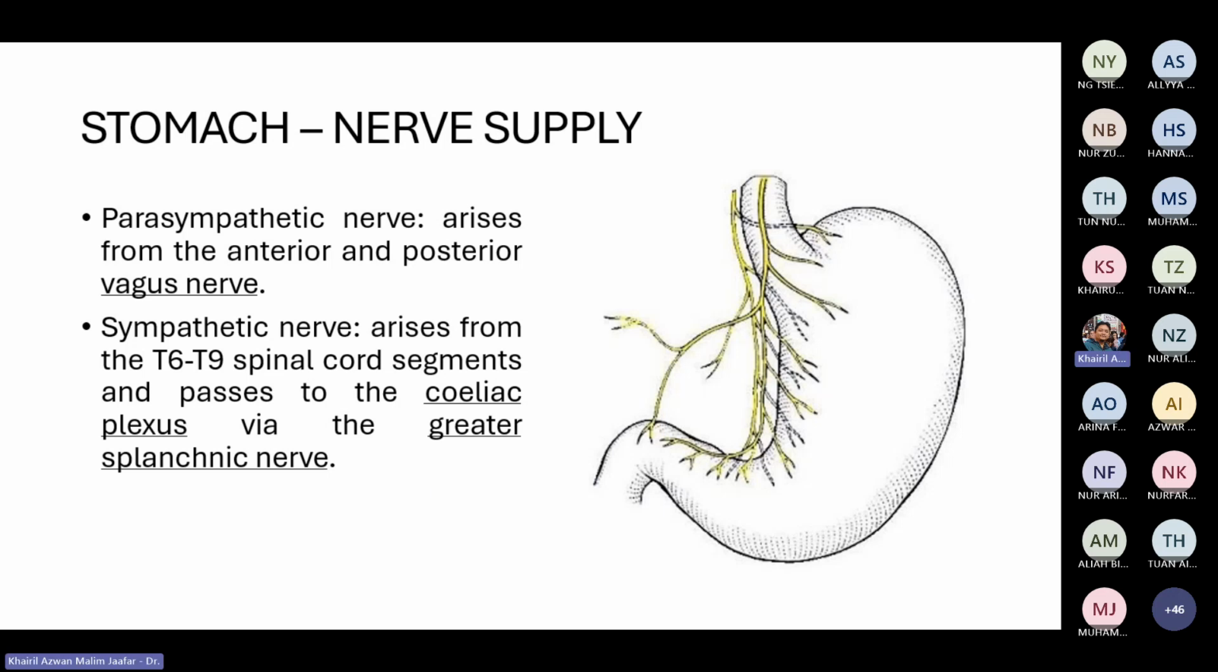Okay, nerve supply is mainly from the parasympathetic, the vagus nerve. It controls peristalsis and also the secretion of the gastric content, the enzymes. Sympathetic nerve supply is from the celiac plexus and the greater splanchnic nerve.